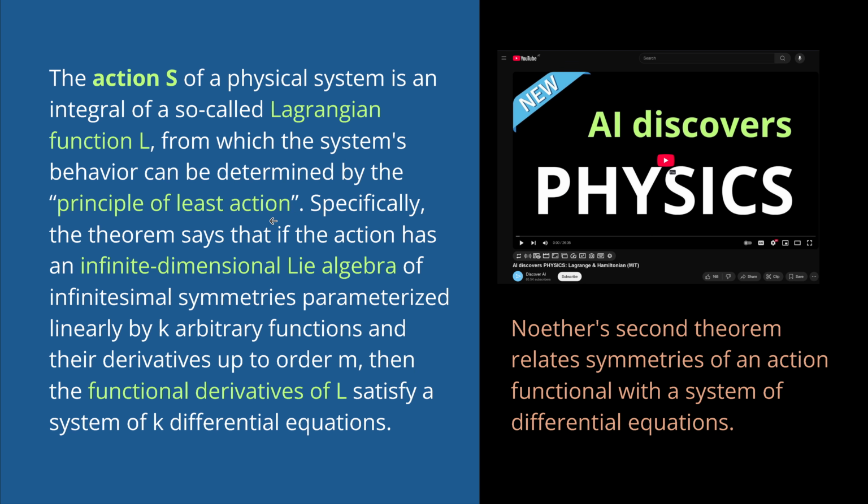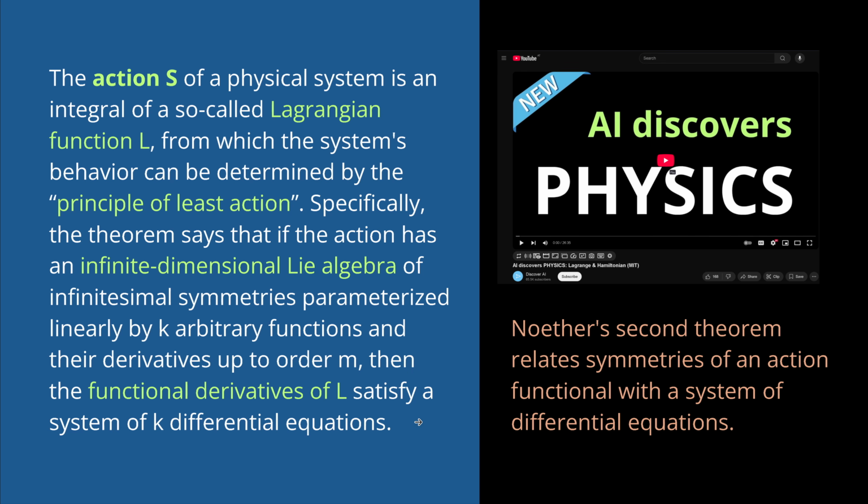You learned this in school. This is our most dominant nucleus, if you want, in physics, in astronomy, astrophysics, wherever we are. This is the nucleus for us to mathematically develop the laws of physics, the laws of nature, whatever we find. Principle of least action. And the theorem says that if the action has an infinite-dimensional Lie algebra of infinitesimal symmetries parameterized linearly by k arbitrary functions and their derivatives up to an order of m, then the functional derivatives of our Lagrangian satisfy a system of k differential equations.